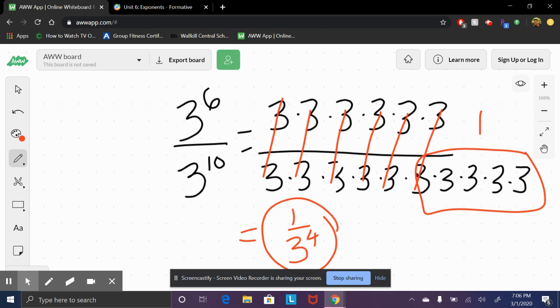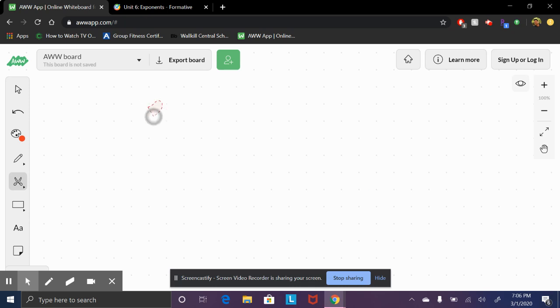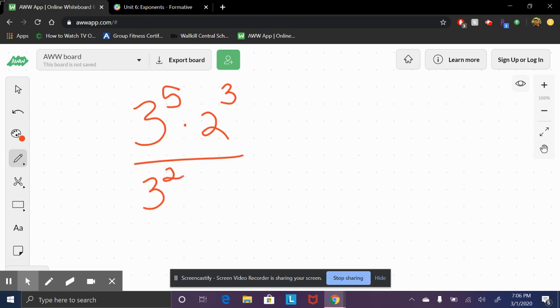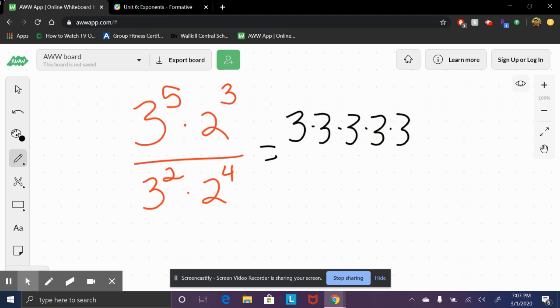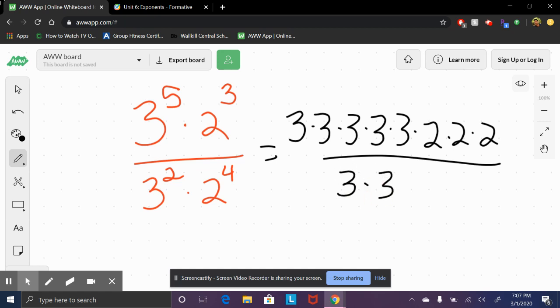Now, say I have multiple bases. For example, let me pick a small number. 3 to the 5th times 2 to the 3rd over 3 to the 2nd and 2 to the 4th. Expand it out. There's 5 3s on top, 1, 2, 3, 4, 5. There's 3 2s, 1, 2, 3. On the bottom, I have 2 3s and 4 2s.